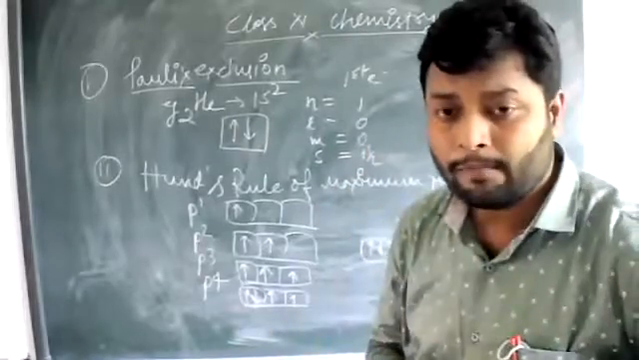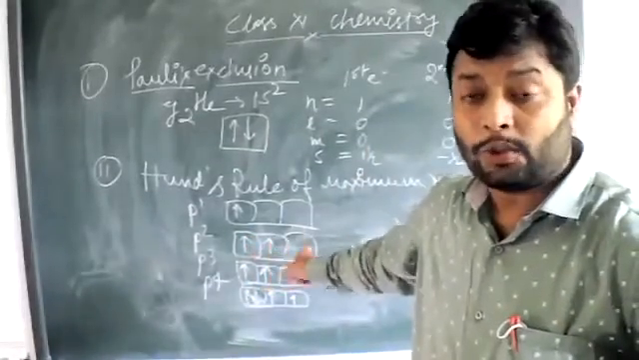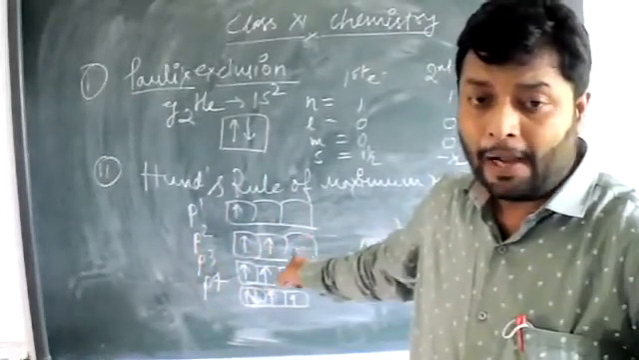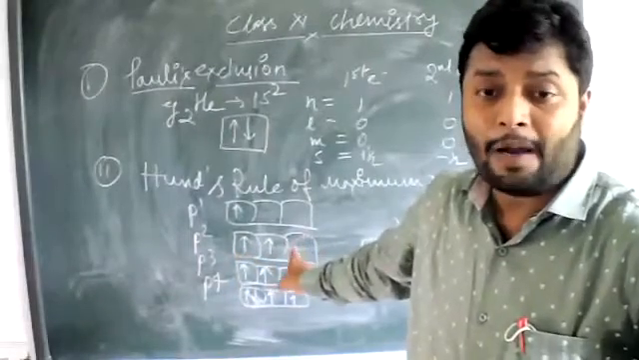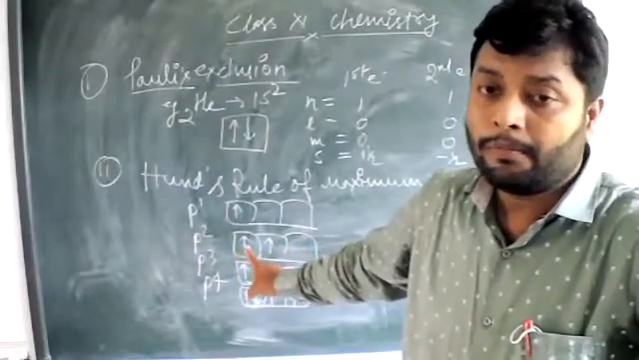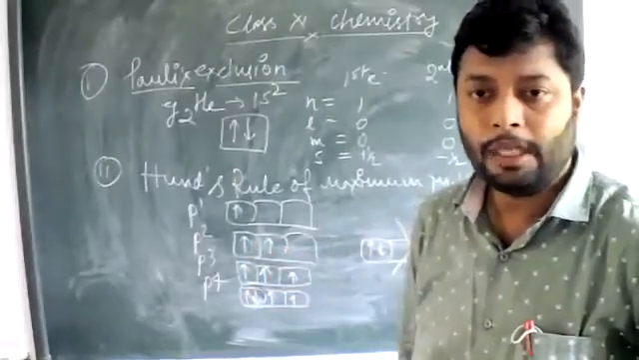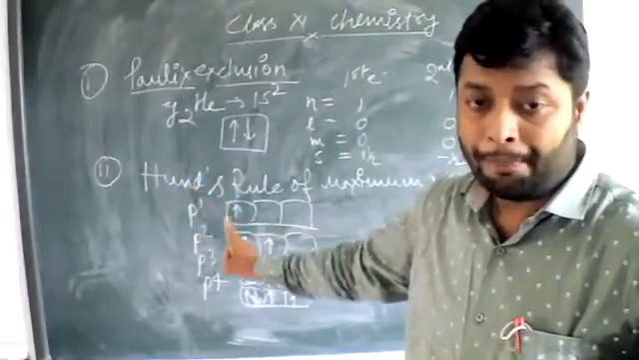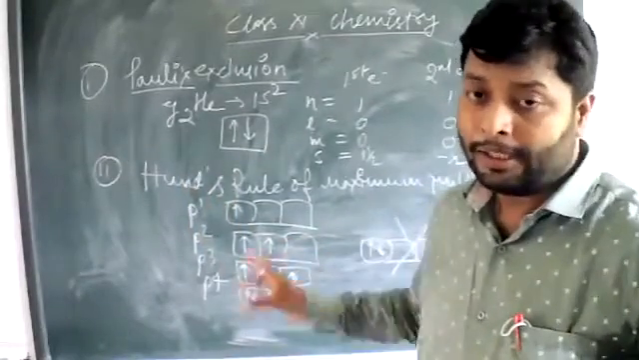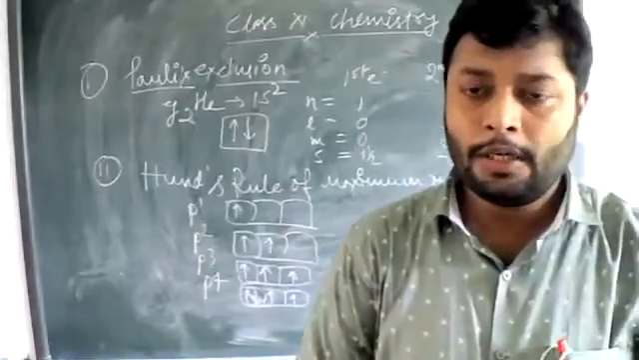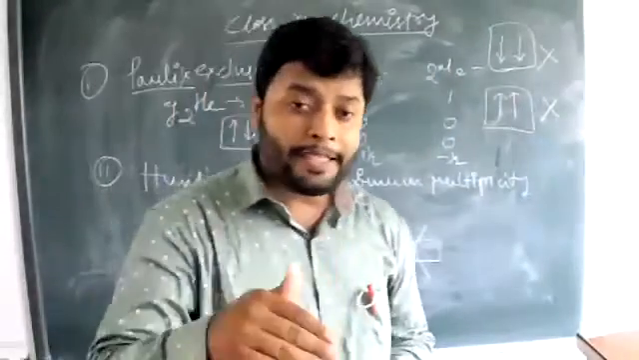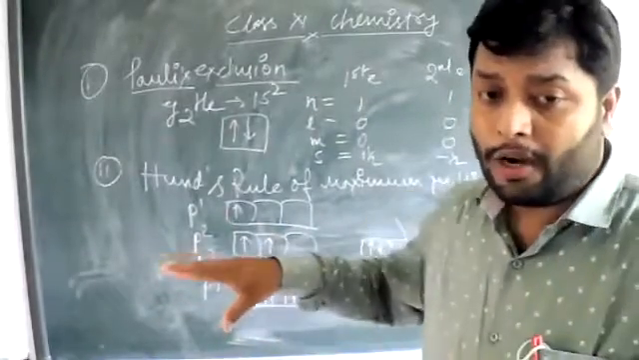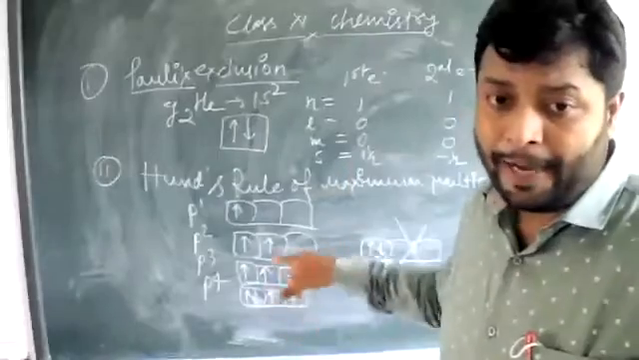As I explained earlier, if the orbitals belong to the same subshell, they are called degenerate orbitals, meaning they have the same energy. In degenerate orbitals, electrons are filled according to Hund's rule. First, parallel spin will be there, then pairing will start. Now, the explanation: why is there parallel spin? Why not pair first? Why do they take one electron in each orbital, and then pairing starts?